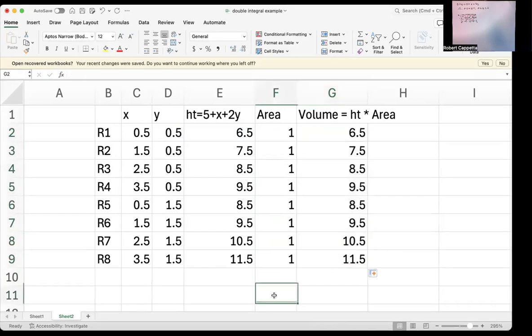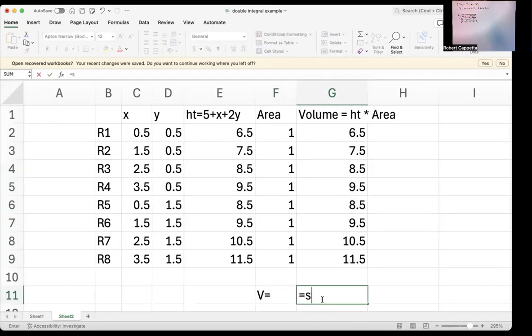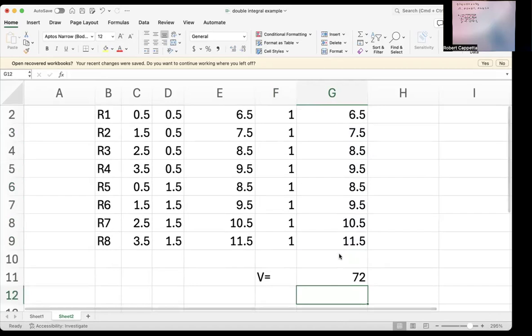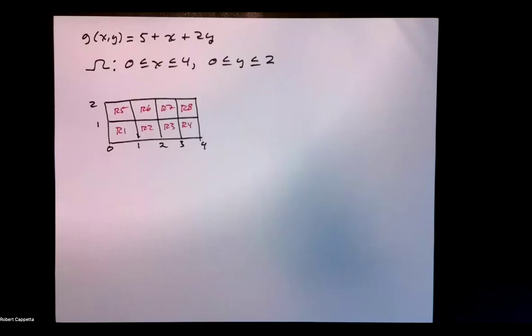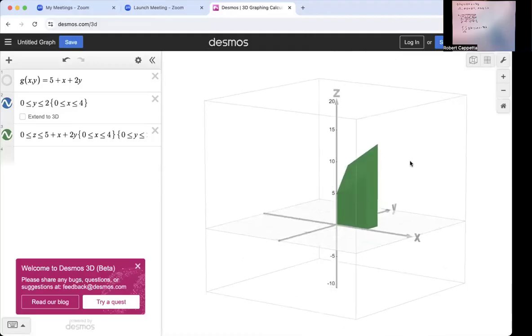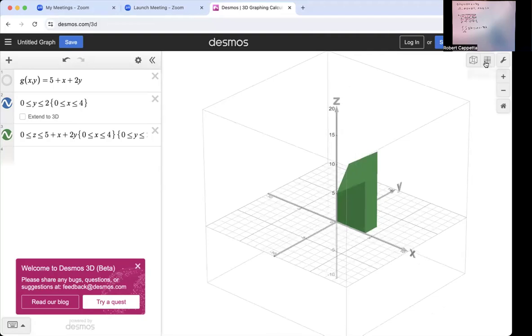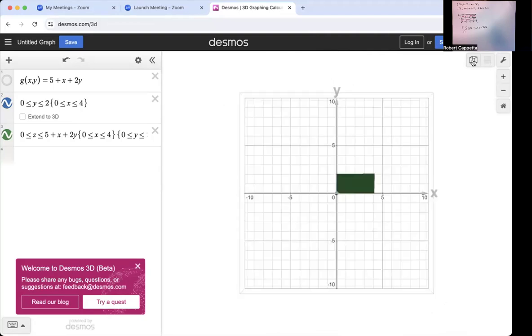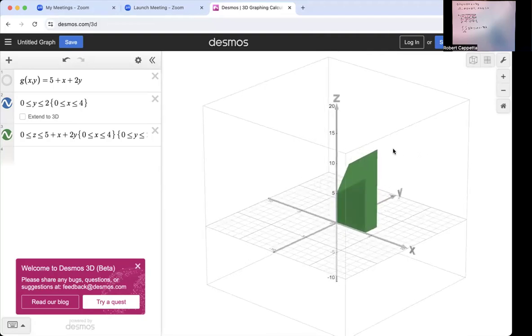But then what's my total volume going to be? Volume is going to equal the sum of that column, and then what do we get? 72. So what is our conclusion on this? The double integral over omega of g of xy dA is 72, which of course represents the volume of this thing. So the volume of this thing over that region of interest is 72 units.